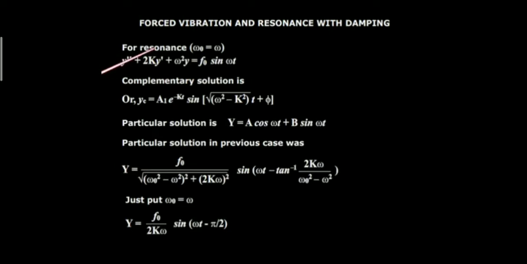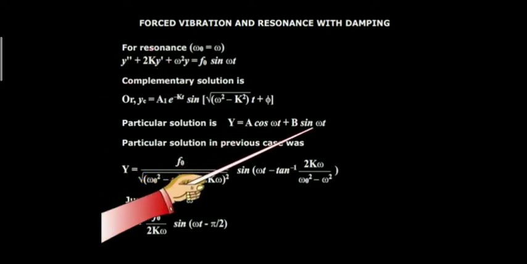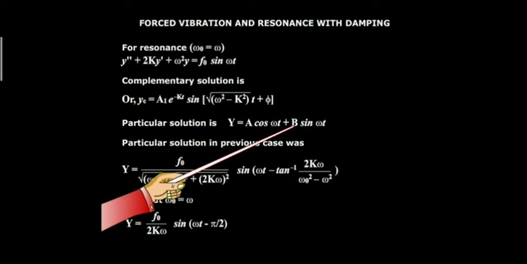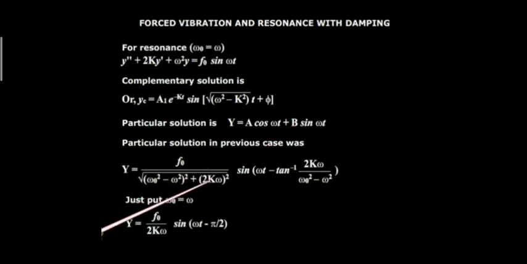In case of resonance, the particular solution remains the same because there is no difficulty in finding the constants. Therefore, the particular solution at resonance is this. Here, the amplitude is this and becomes infinitely high when the damping is very small, that is, k is almost equal to 0.